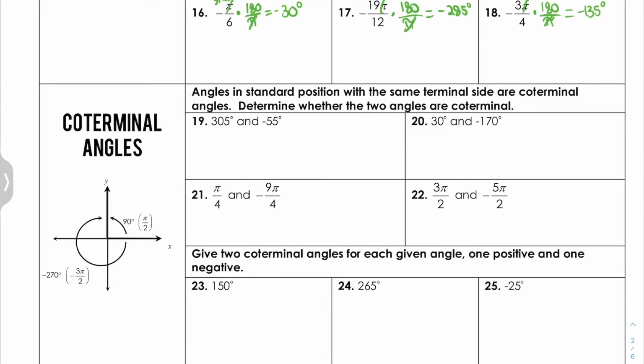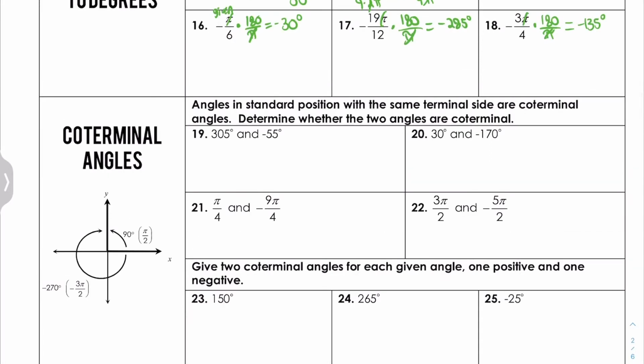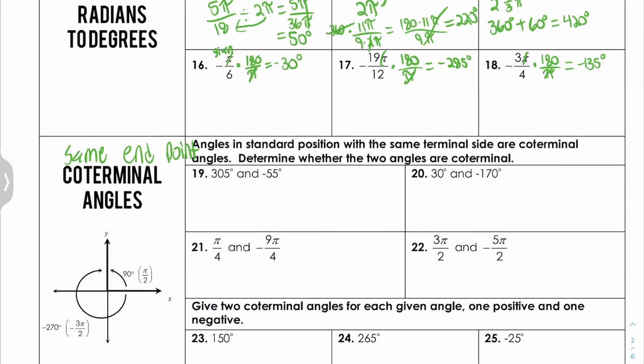Coterminal angles. What coterminal means is that they have the same end point. And after the first example, we can hopefully see what this means. 305 degrees will be starting at 0, going up and around past 270 degrees, where 270 degrees is straight down, and then it's an extra 35 degrees past that. Here would be about 305 degrees.